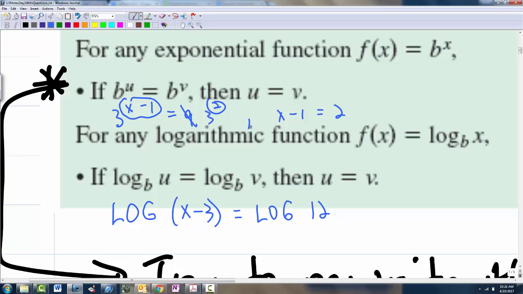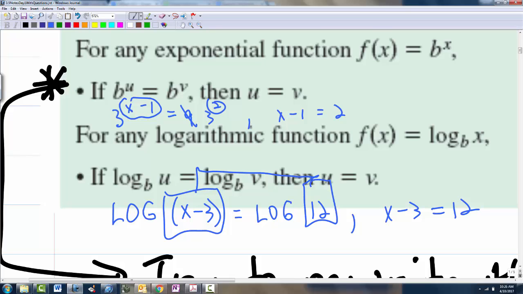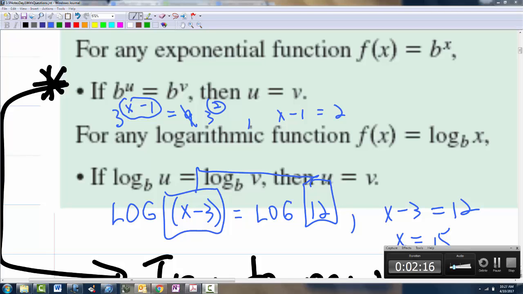As a matter of fact, I wrote this down once on our notes earlier in the year. The only way this is true is if what? If x minus 3 equals 12. I didn't do any logarithm work there at all. All I did is match and say, well, if log of this equals log of that, the only way that's true is if this equals that. I didn't do any logs. I used a matching. Okay, and then of course x equals 15. So no logarithms done there at all. It's just a matching kind of thing. I don't know what else to call it other than matching the spots.